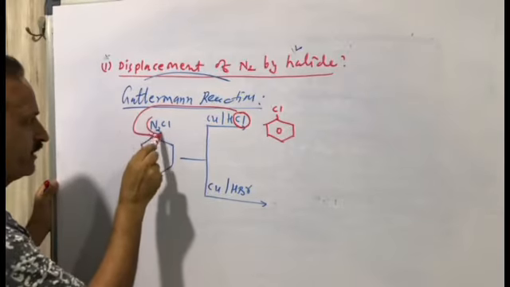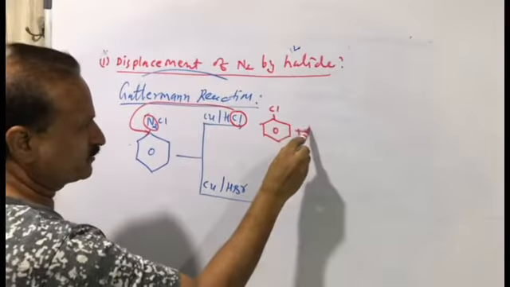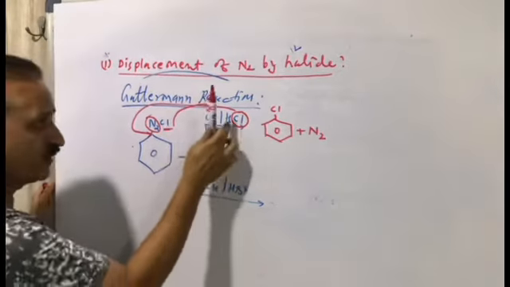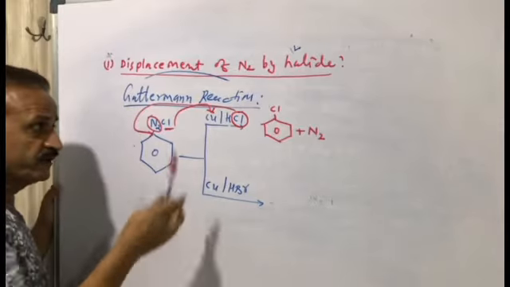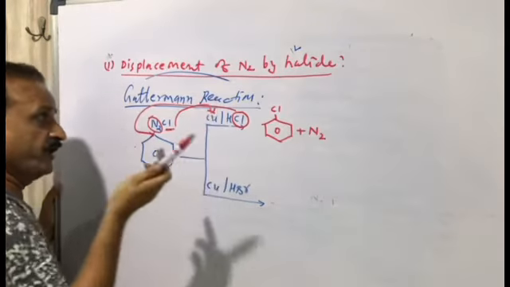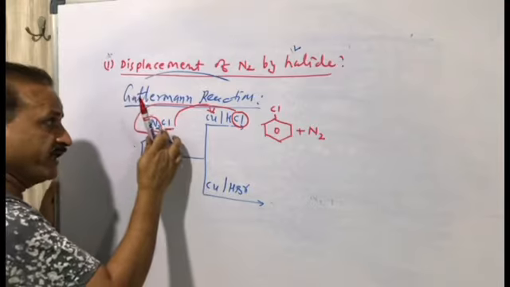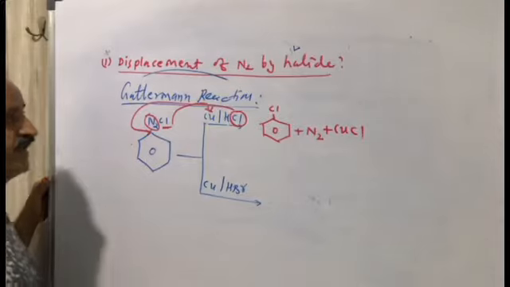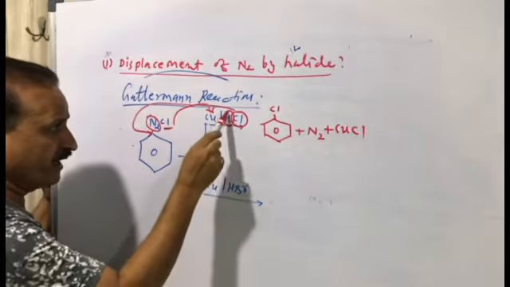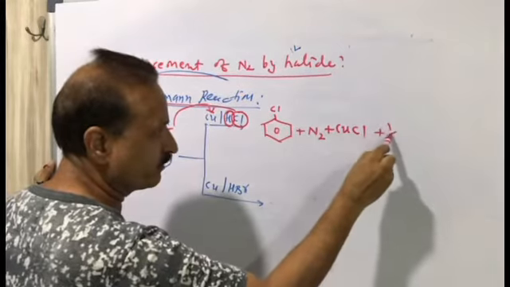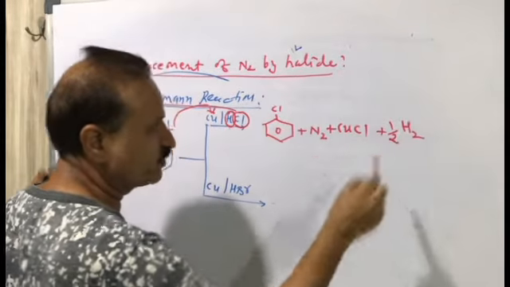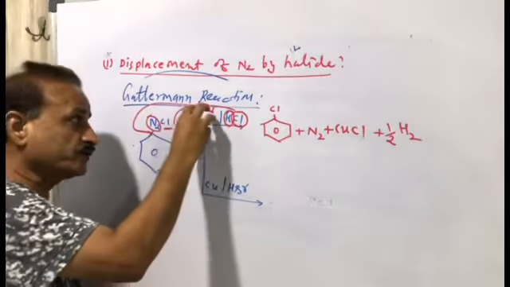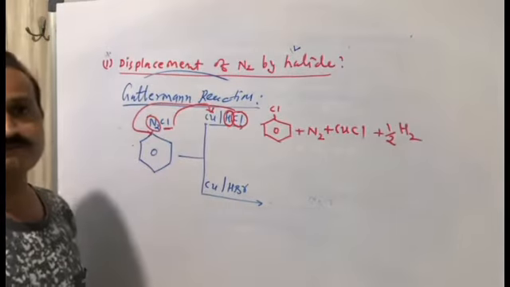Then N2 gas will release. And this Cl will react with Cu, not with H. In the earlier reaction, Cl is reacting with H, and here in the Gattermann reaction, Cl is reacting with Cu. So we are having CuCl, and H remains as it is. So we have to put here 1/2 H2, which is not given in your textbook. So here copper is reacting with Cl.